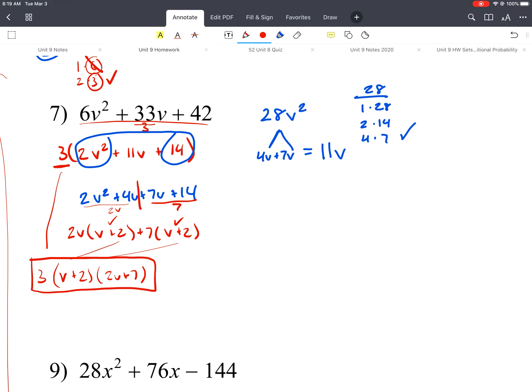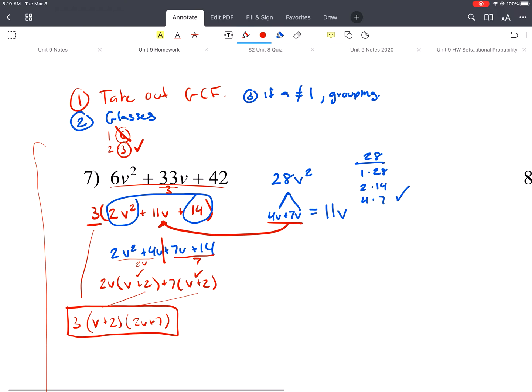So this is everything possible that we've covered this time. So taking out the greatest common factor. Factoring when there's 3 terms. We'll do glasses. We come up with those 2 things, and we can't use the shortcut, so we plug that in to the middle term and do grouping. Okay, so there's like the steps if you need to.